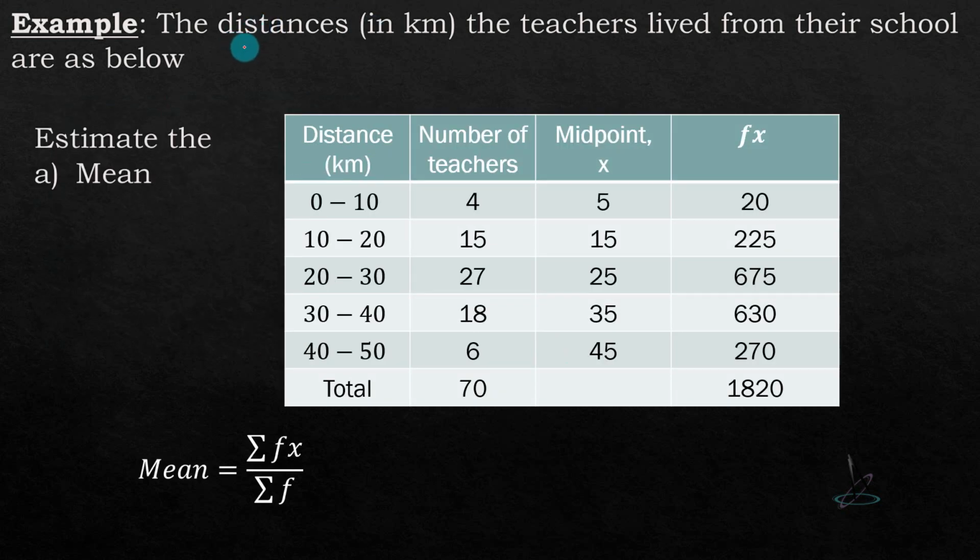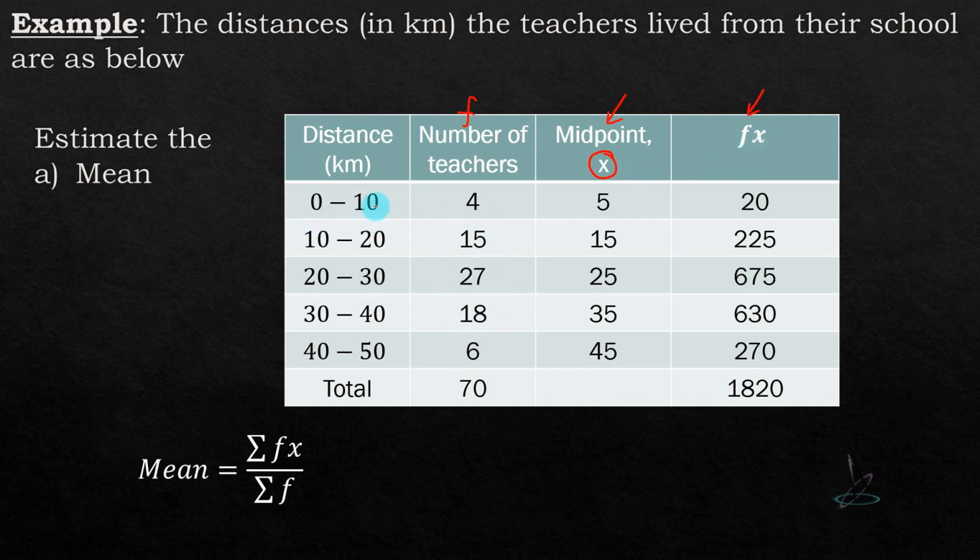Okay, so this is the first example. The distance in kilometers the teachers live from their school are as below. So we have to estimate the mean. So firstly, do add another two columns. The first one is for the midpoint, where we normally denote it by x. And then another one is the column for fx, where f is the frequency. So the number of teachers is the frequency. And then we're going to multiply them with our midpoint to get fx.